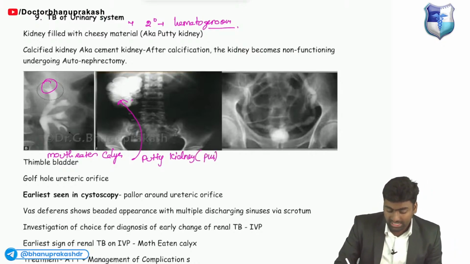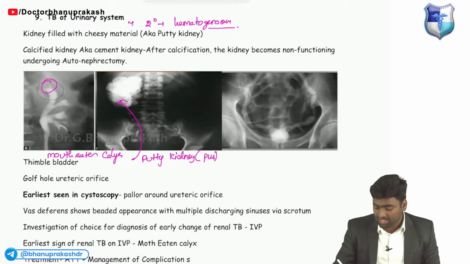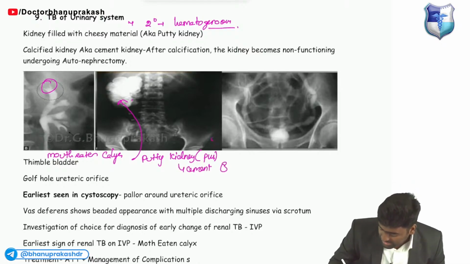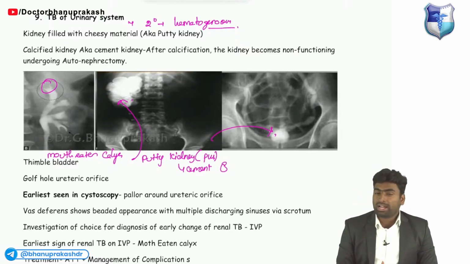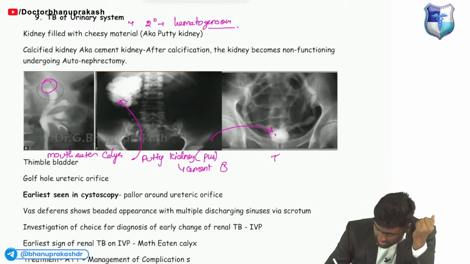Then this putty kidney can undergo what? Yeah, good, Dr. Parul. This putty kidney can undergo calcification, which is known as cement kidney. Cement kidney, fine. And tuberculosis causes scarring of the bladder, and the bladder will become very small, which is known as thimble bladder. Thimble bladder. Okay.